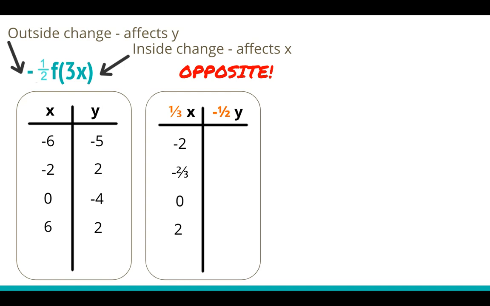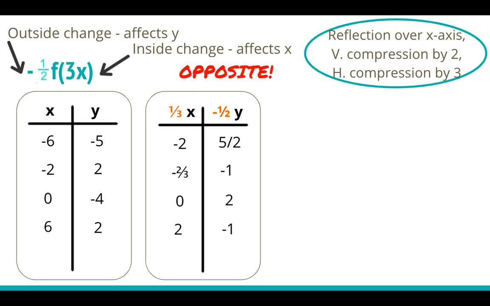Well, the negative is going to change the sign of every y value. So we have negative times -5, which is a positive 5, divided by 2 is 5/2, or 2.5. 2 times -1/2 is -1. -4 times -1/2 is 2. 2 times -1/2 is -1.